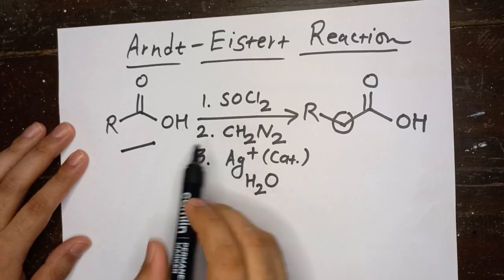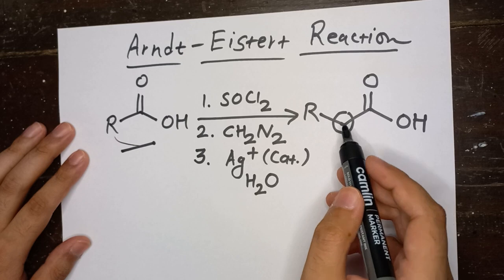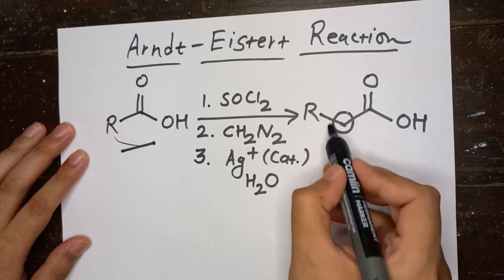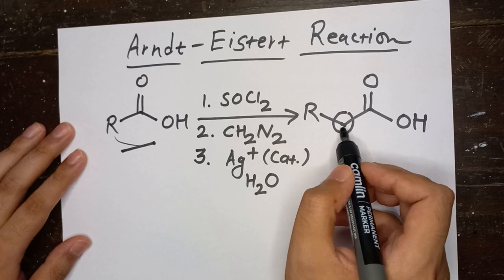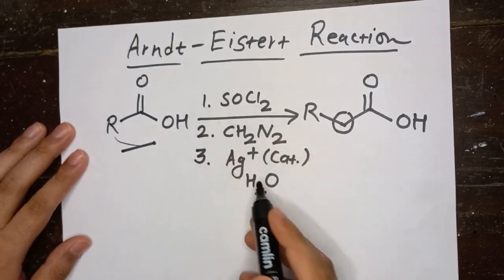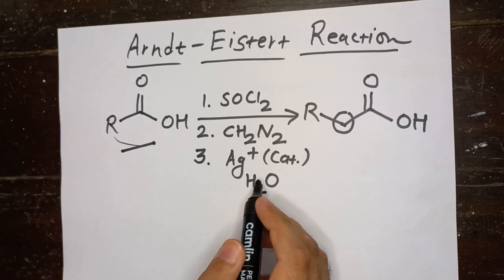So in this reaction, we convert carboxylic acid into another carboxylic acid, but the difference is we are adding an extra methylene group, extra CH2 group to the system. And to bring out this change, these are the following reagents we use. So now let's go ahead and draw the mechanism for each and every step.